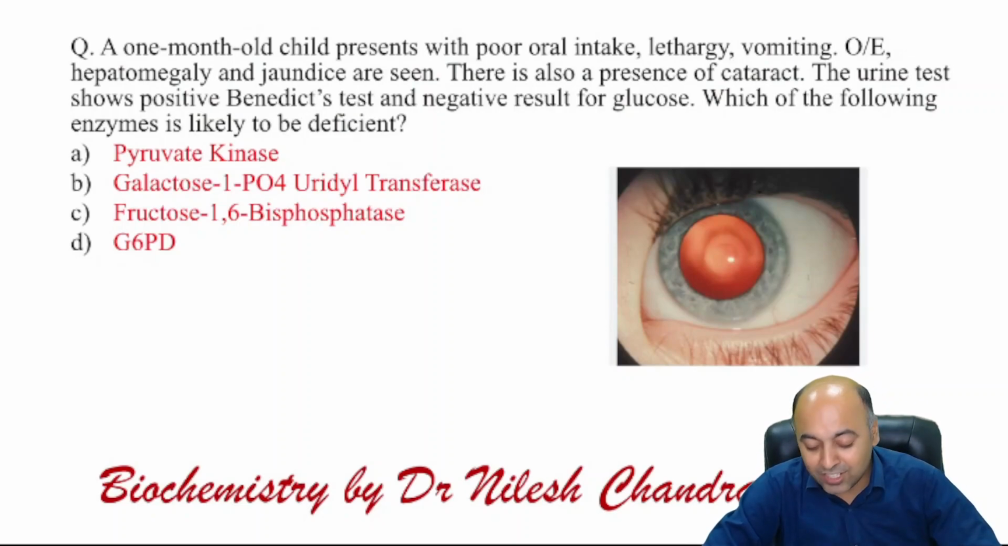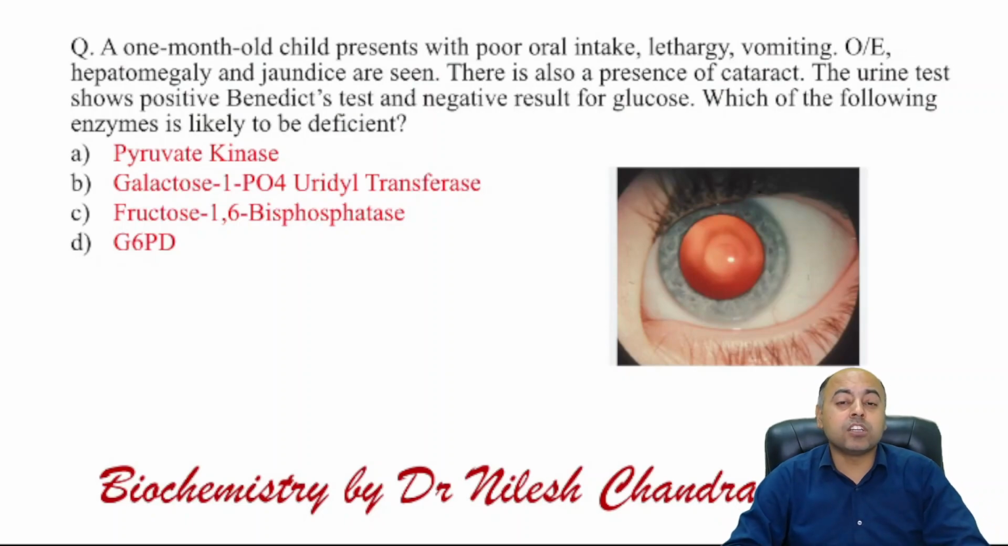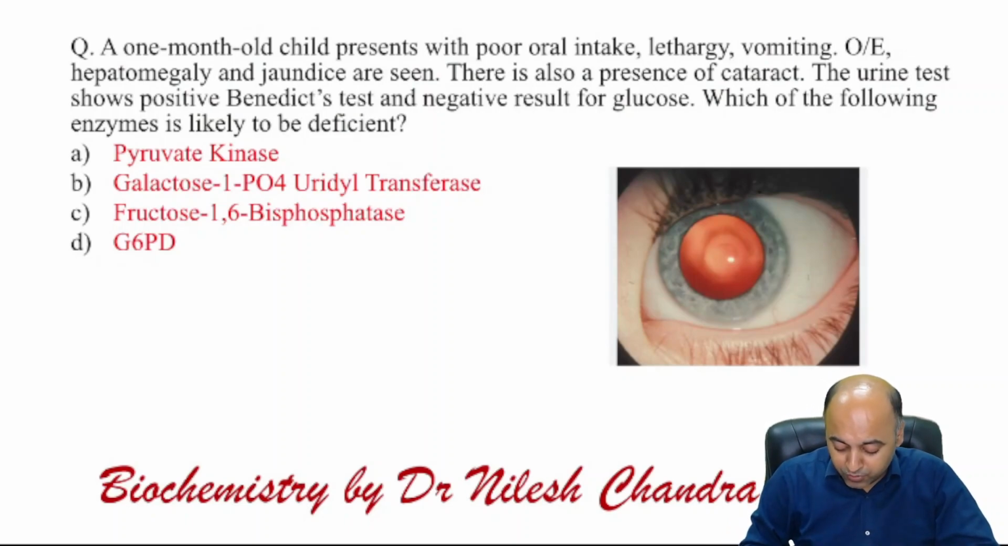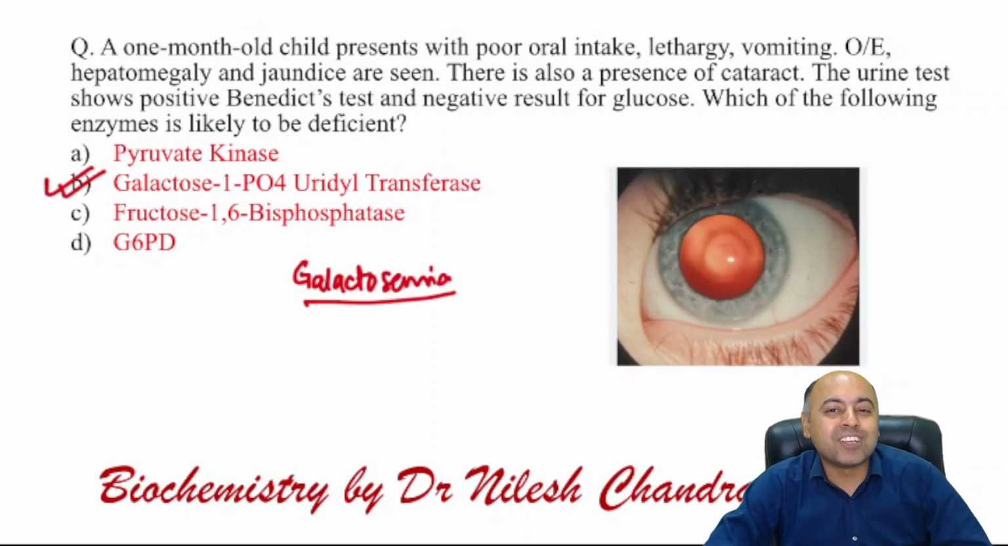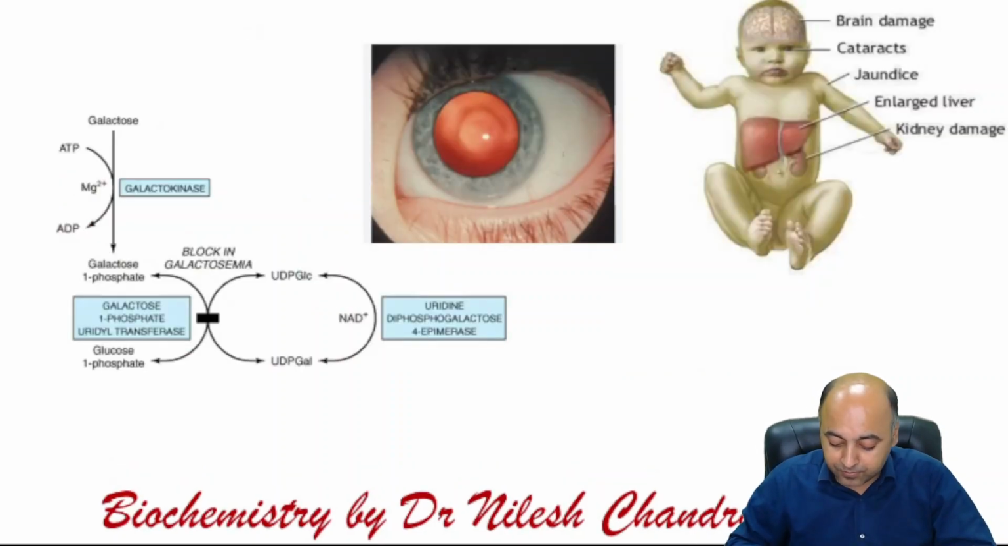Now, this is one of the very important, commonly repeated questions. And in this question, a large number of features of this disease are already mentioned. So let me quickly go through the features. Before we go there, please note now this is a case of galactosemia, and the correct answer would be galactose 1-phosphate uridyl transferase.